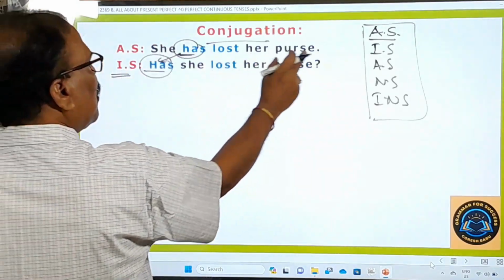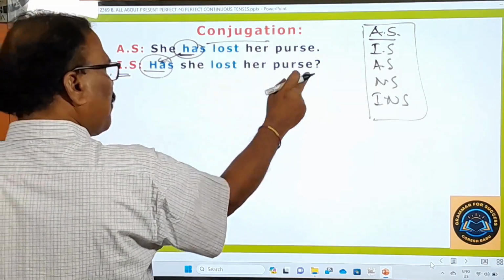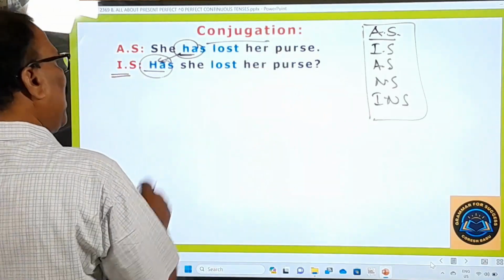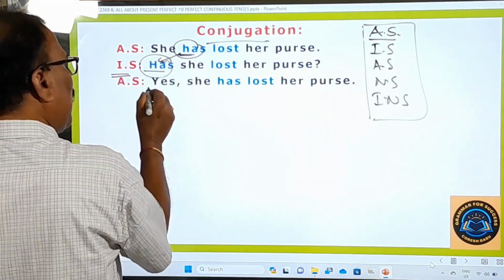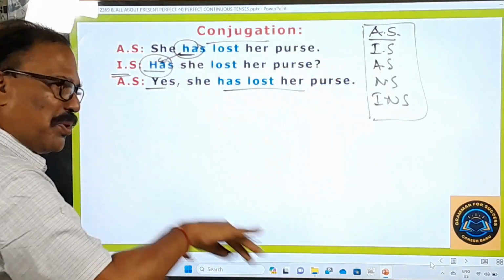She has lost her purse. ఆమె తన పర్సును పోగొట్టుకొని ఉంది. Has she lost her purse? ఆమె తన పర్సును పోగొట్టుకొని ఉన్నదా? That's the Telugu meaning. If you say yes to this, then you say yes, she has lost her purse. అవును, ఆమె తన పర్సును పోగొట్టుకొని ఉన్నది.